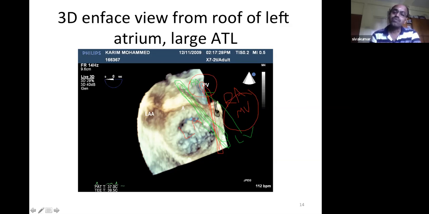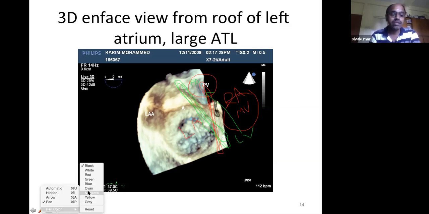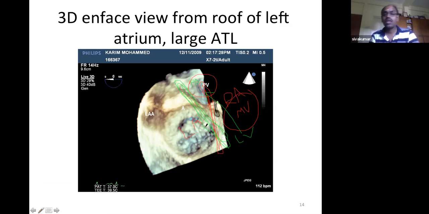But suppose, let us assume in a corrected transposition, I'll choose another color. If the posterior AV node decides to enter into this area, it will not be able to enter into the interventricular septum because the interventricular septum is in another plane. The green plane is the interventricular septum. The pink will not be able to enter.